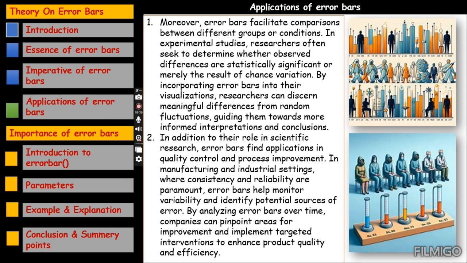In addition to their role in scientific research, error bars find applications in quality control and process improvement. In manufacturing and industrial settings, where consistency and reliability are paramount, error bars help monitor variability and identify potential sources of error. By analyzing error bars over time, companies can pinpoint areas for improvement and implement targeted interventions to enhance product quality and efficiency.